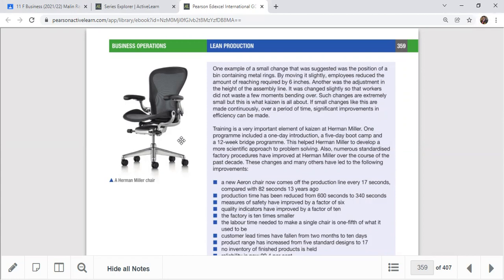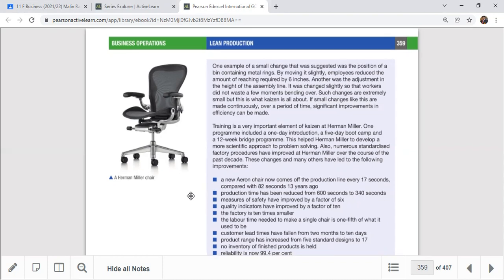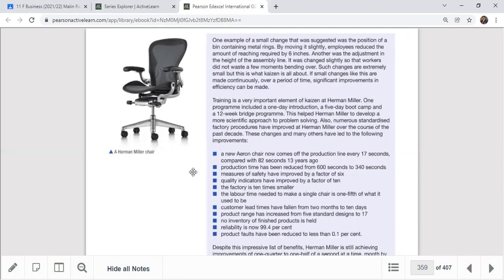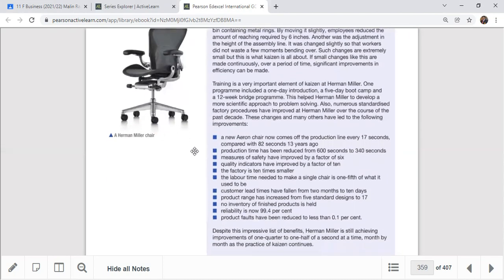Training is a very important element of Kaizen at Herman Miller. One program included a 1 day introduction, a 5 day boot camp, and a 12-week bridge program. This helped Herman Miller to develop a more specific approach to problem solving. Also, numerous standardized factory procedures have improved at Herman Miller over the course of the past decade. These changes and many others have led to the following improvements.